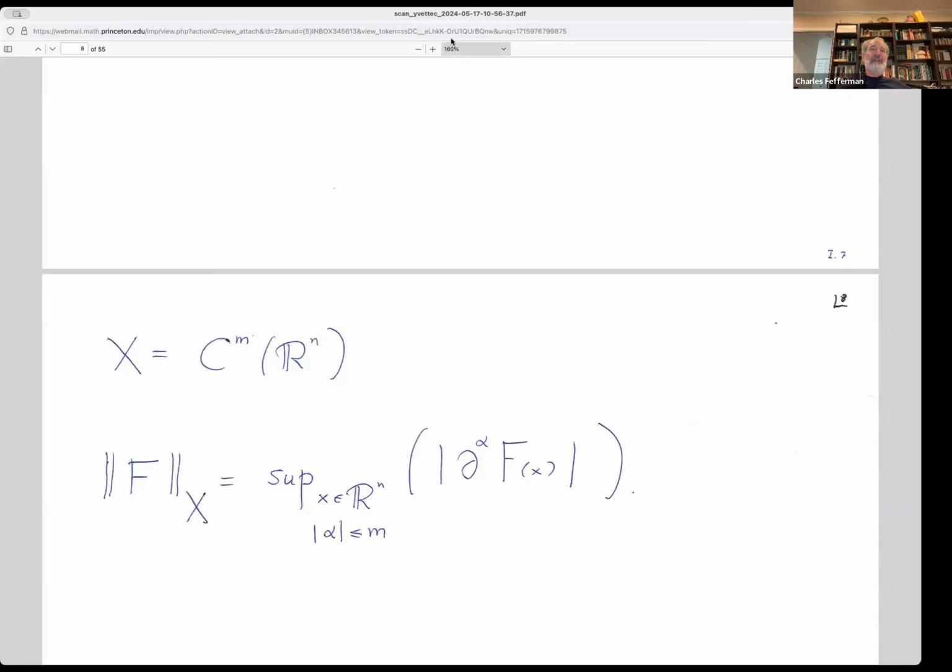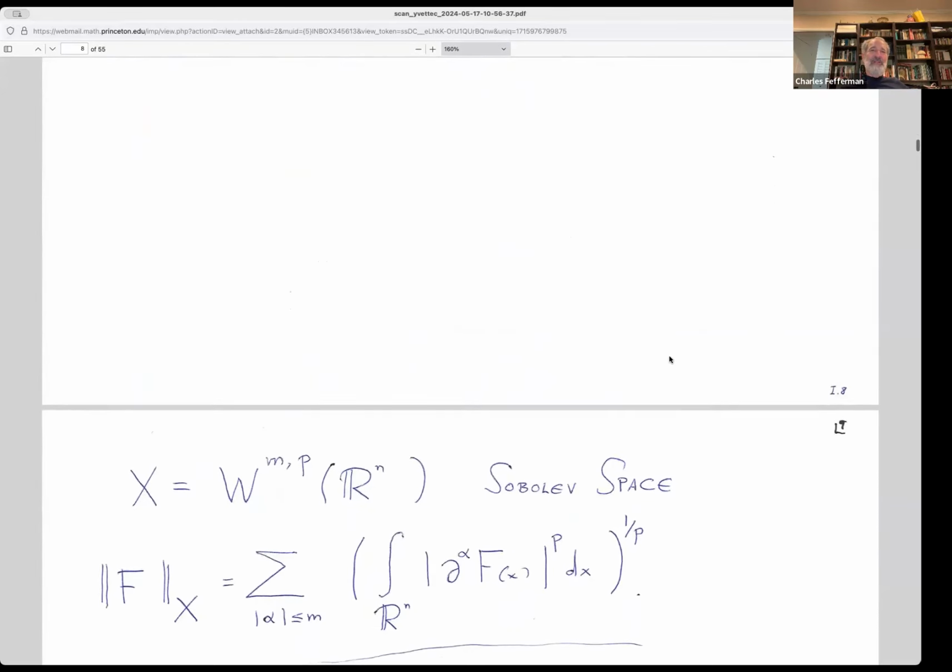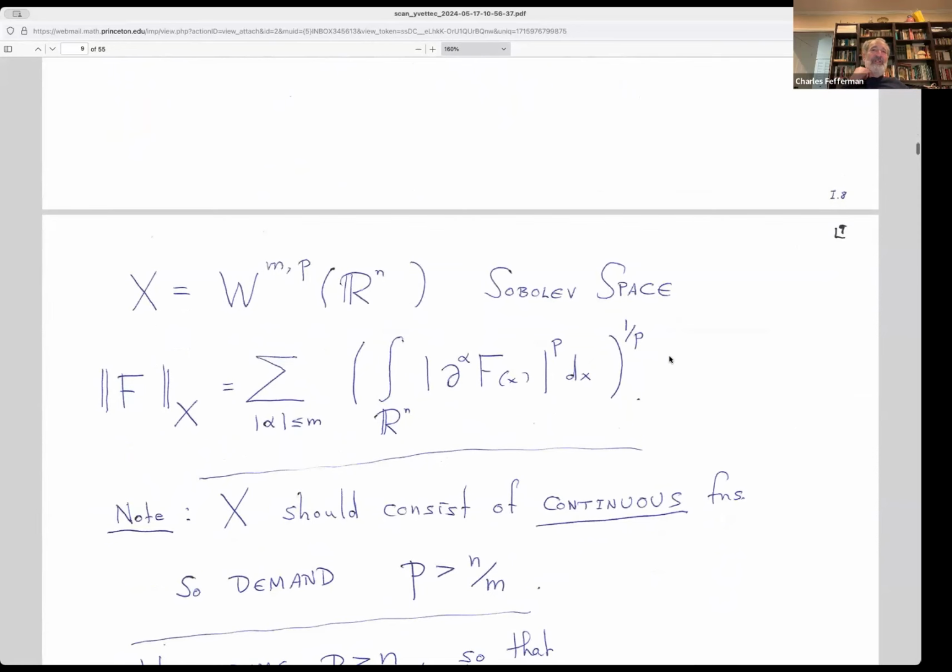The first one is simply Cm of Rn. For this talk, that'll be the space of all functions which together with their derivatives up to order m are continuous and bounded. So for example, e to the x is not a Cm function because it's not bounded. So one Banach space is Cm, and you see the Cm norm written on the slide. On the other hand, we could look at a Sobolev space. That's the space of all functions which, together with their derivatives up to order m, belong to LP for some specified p. And I've written the Sobolev norm on the slide.